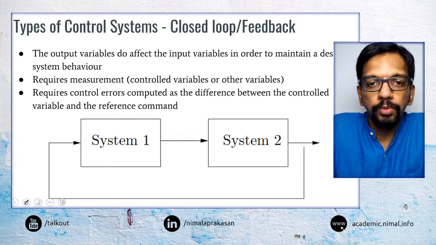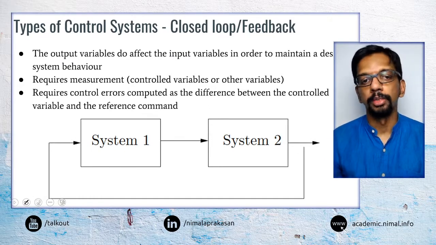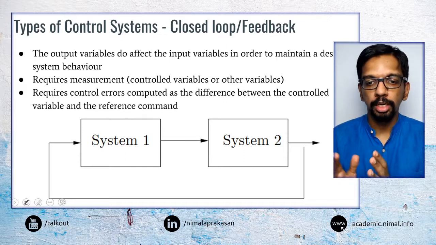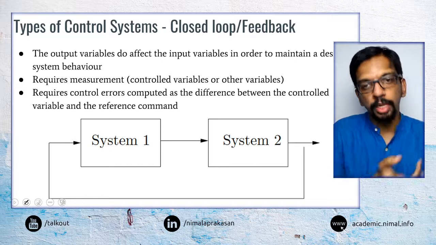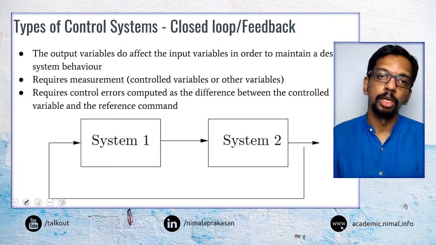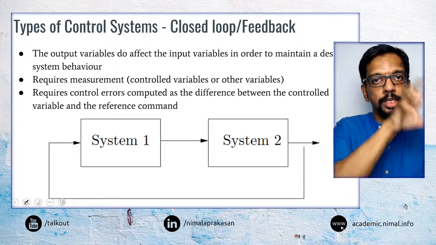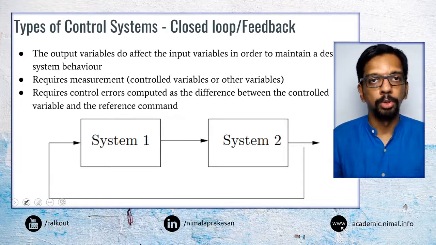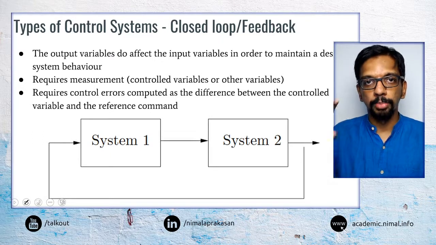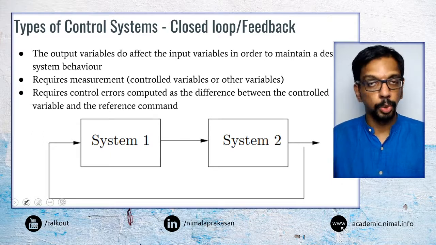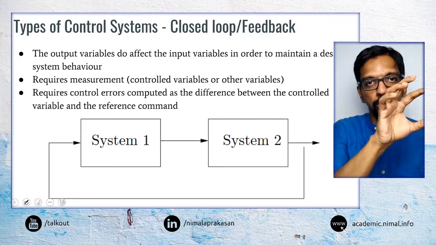So now when we think about closed loop systems or feedback control systems, here the main difference is that the output variables will also be taken into account by the controller. Whatever output is being produced will also be considered as part of the input to the controller. Say, for example, if the outside temperature is measured as 26 degrees Celsius now, then that information will be passed on to the controller again.